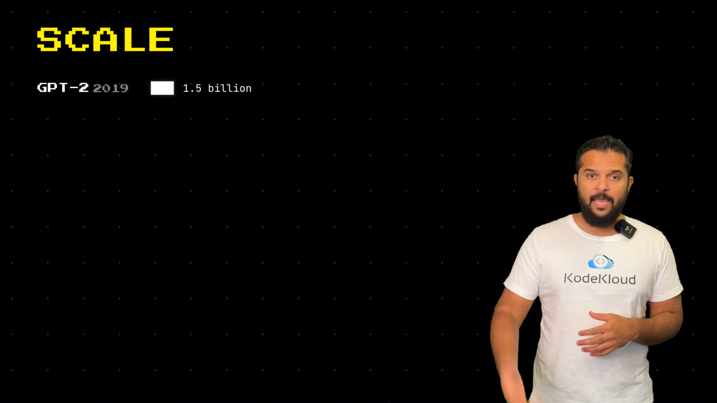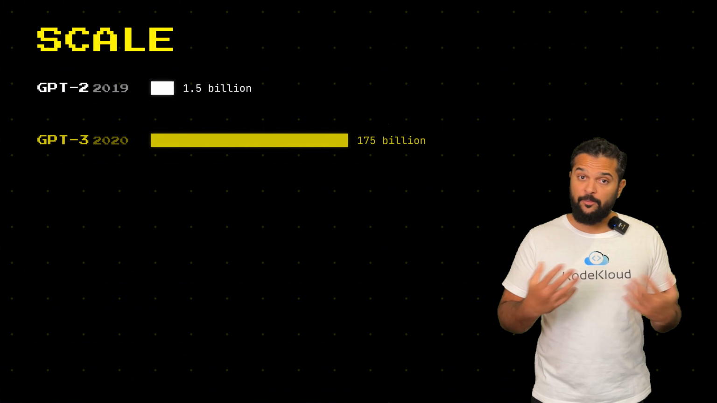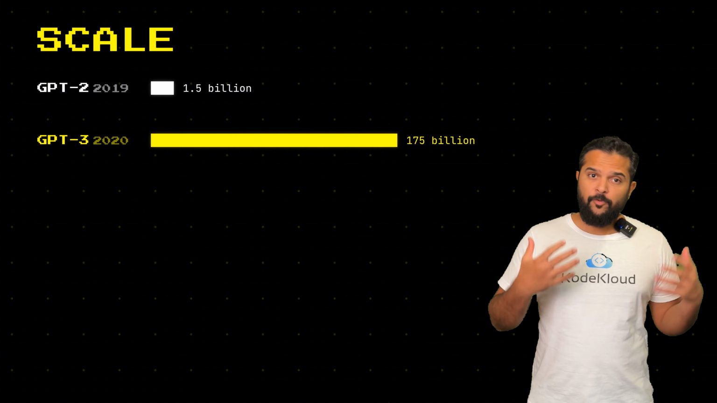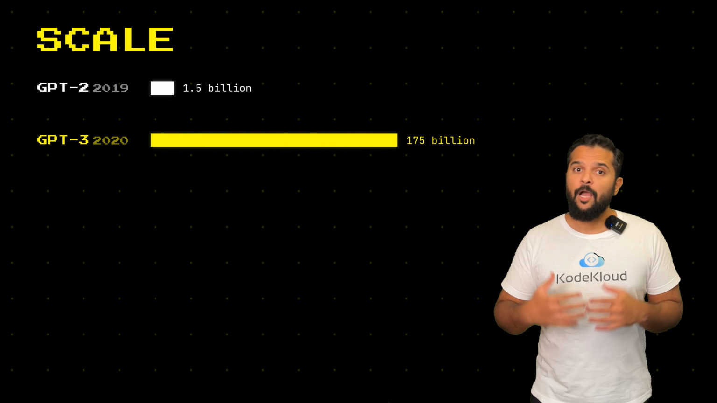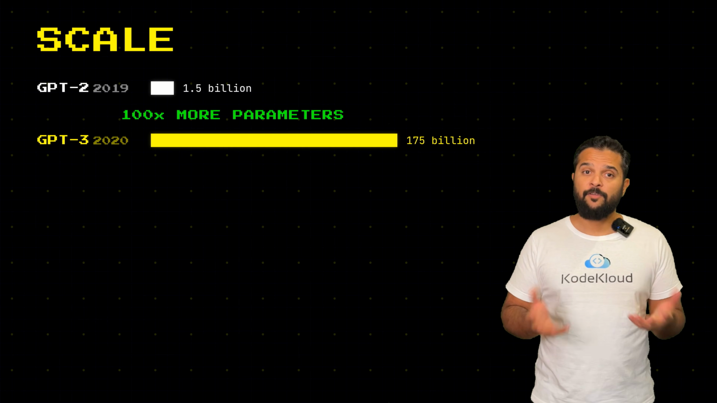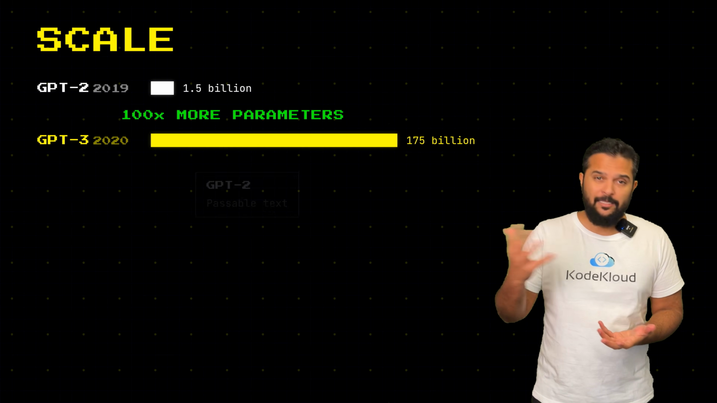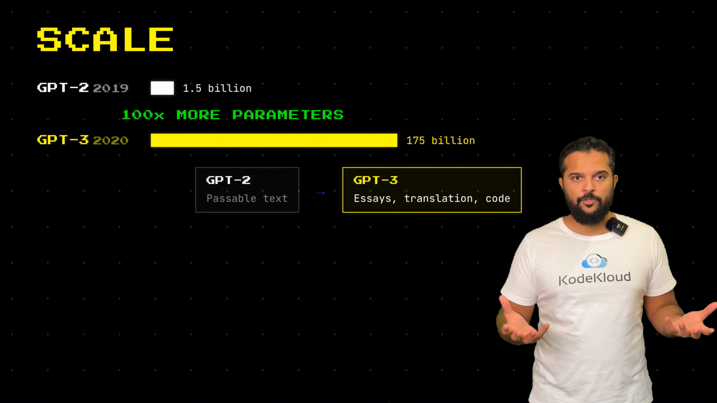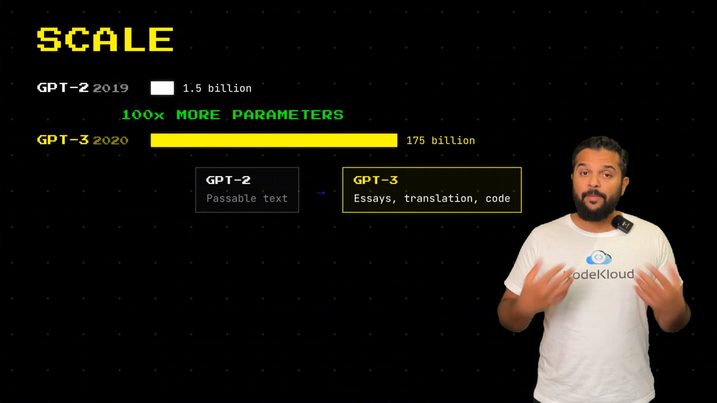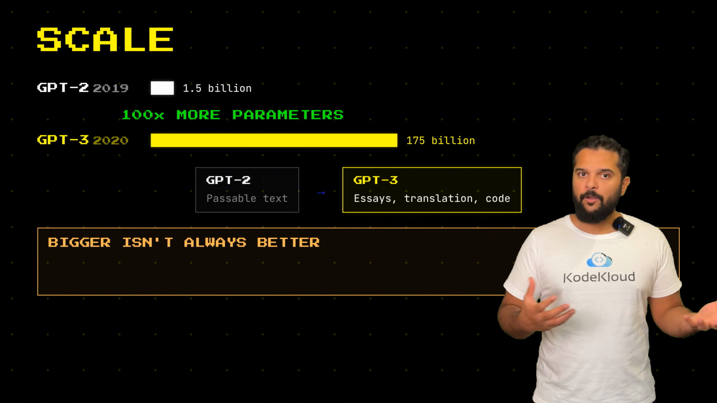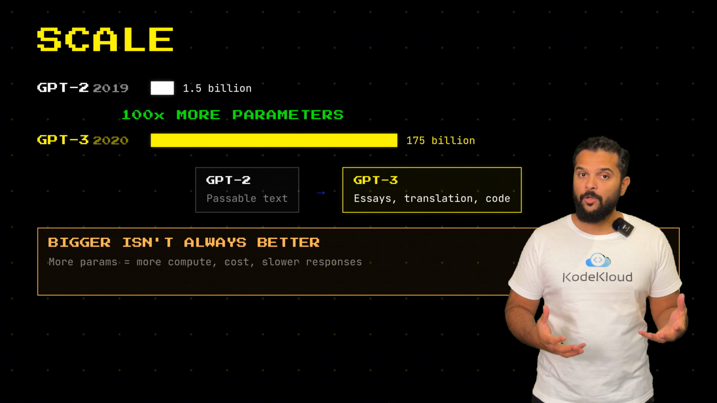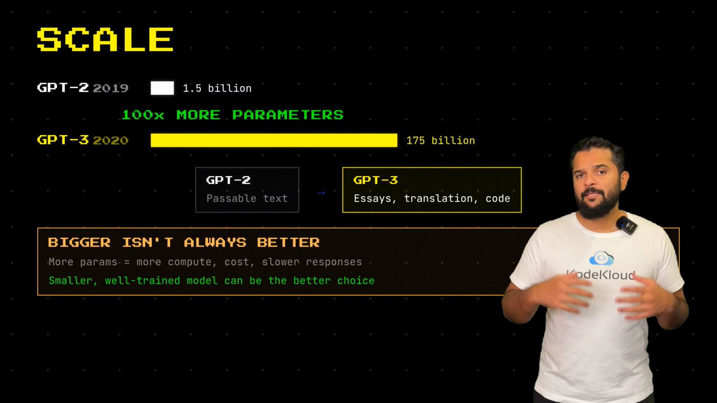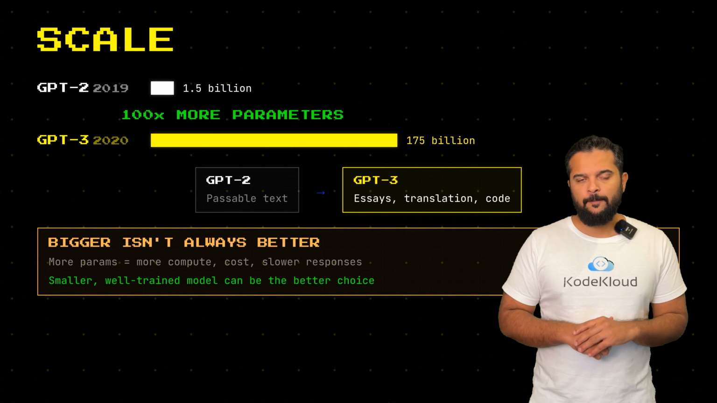So GPT-2 had 1.5 billion parameters. GPT-3 jumped to 175 billion parameters. The jump from GPT-2 to GPT-3 was roughly 100 times more parameters. That's the difference between a model that could write passable text and one that could write convincing essays, translate languages, and write code. Now, bigger isn't always better, though. More parameters means more computing power, more cost, and slower responses. And sometimes a smaller, well-trained model is the better choice for a specific task.